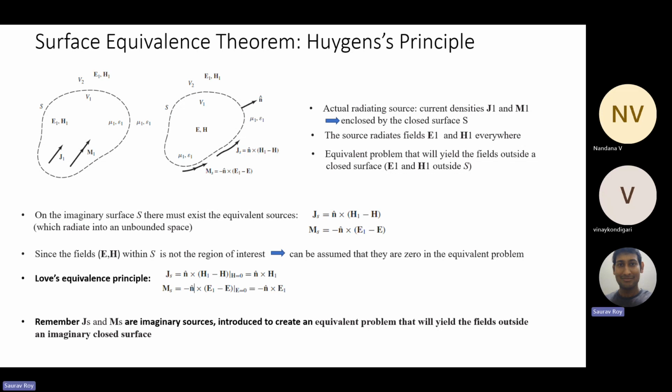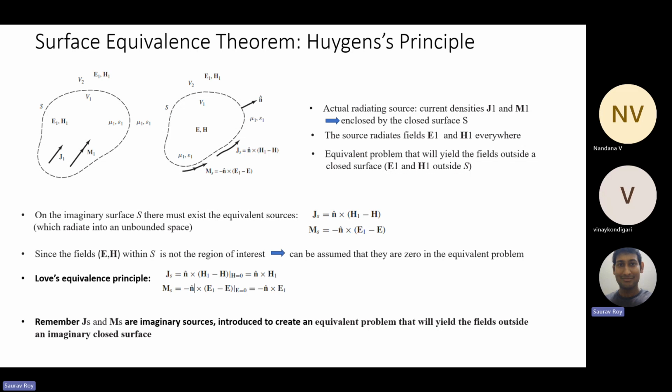Our main goal is to calculate E1 and H1 in V2 in an easier way. That is why, with this E and H, we are taking anything to ensure that Js and Ms satisfy the boundary conditions. Now, why are we taking this different E and H? What is the advantage? The field E and H within S is not the region of interest. Within S is V1. That is not our region of interest, so we can take anything.